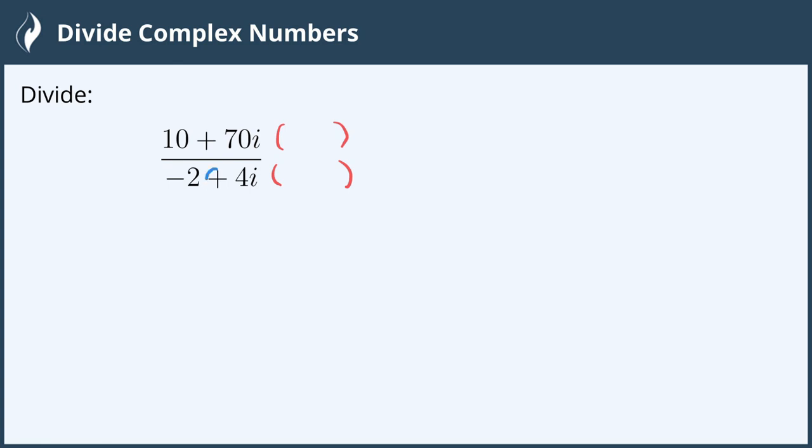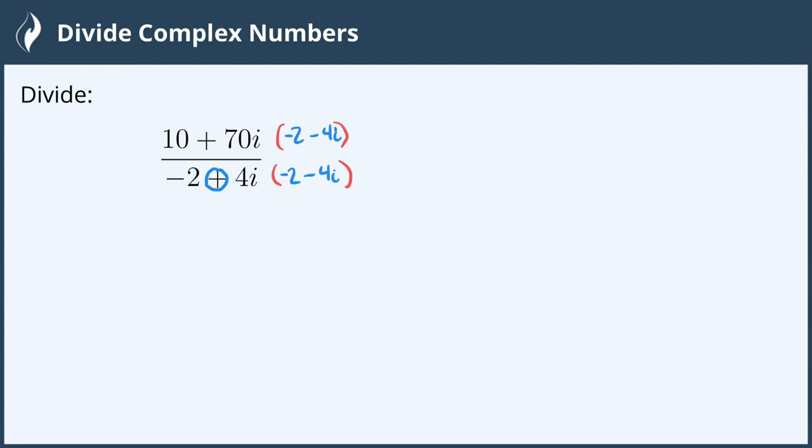The conjugate just means that we take the same terms and just switch the middle sign. So it's negative 2 minus 4i and negative 2 minus 4i. The reason we can do that is that if we multiply numerator and denominator by the exact same thing, it doesn't change the value of the fraction because negative 2 minus 4i divided by negative 2 minus 4i is 1. So we're really multiplying this fraction by 1.